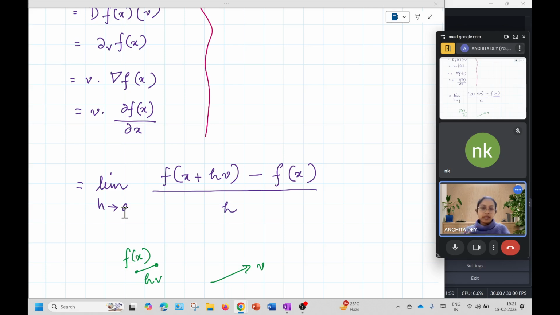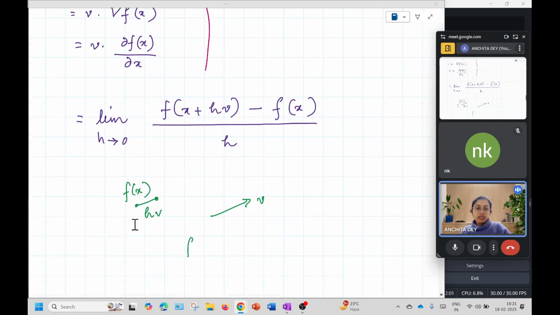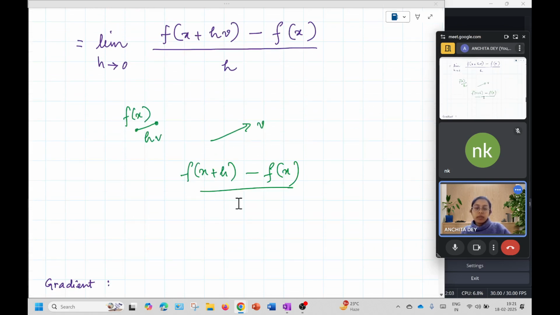So I hope it's clear why we are using v here instead of only using h. In normal cases, we just write f of x plus h minus f of x by h, right? This is what we do usually. But instead of this, we are now focusing on hv as well here. And this v is extra because now we are finding along the direction of v, where this h tends to 0.